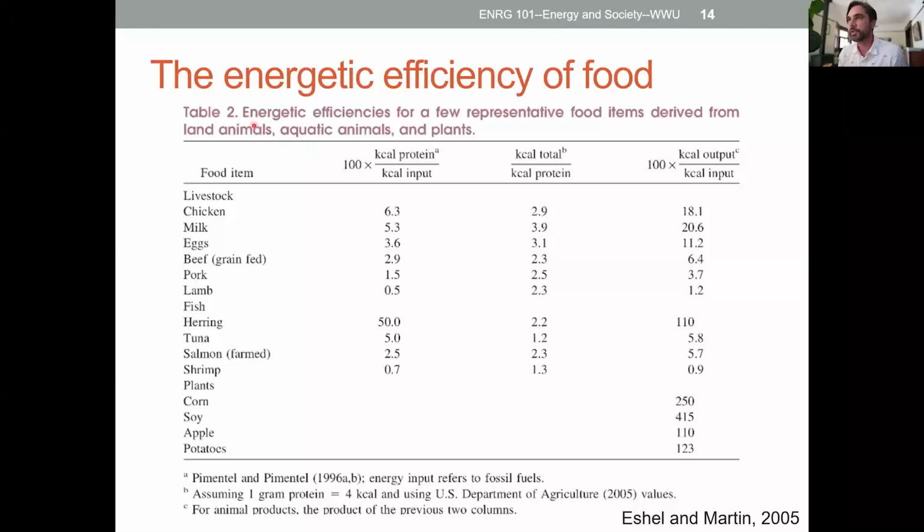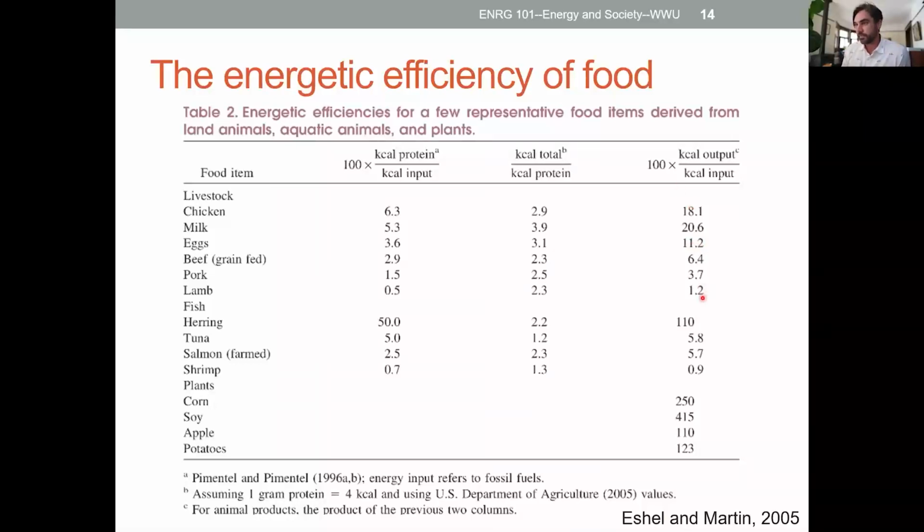Okay, so this shows the energetic efficiency of food. We looked at the chicken, and the eggs were, we measured 8%. The real answer is 11.2. So our back of the envelope calculation was pretty good. That was just based on thinking about humans and chickens and things like that.